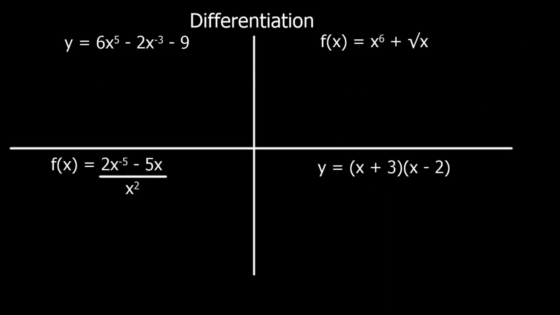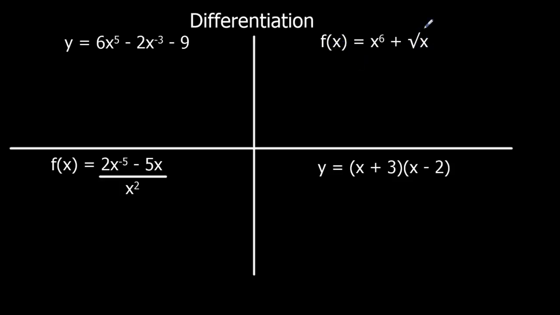So let's look at a few harder examples now. We've also got this different notation over here. We've got f of x instead of y. They mean the same thing. Think of f of x as meaning exactly the same. It means a function of x. So it means the same thing as y. y is a function of x. f of x is a function of x. So think of it as exactly the same as y.